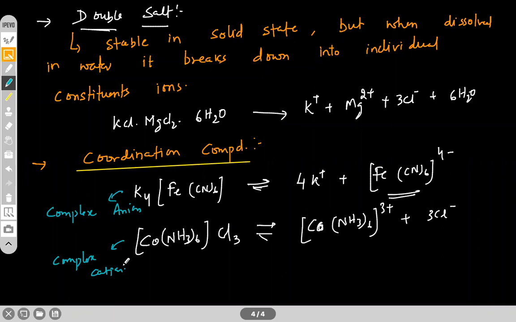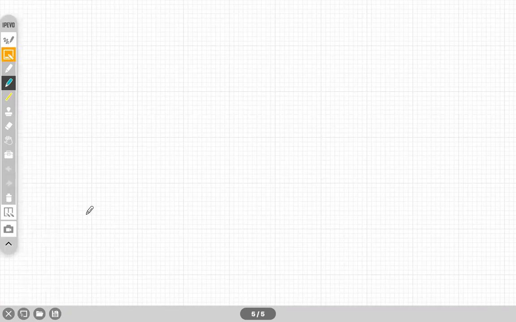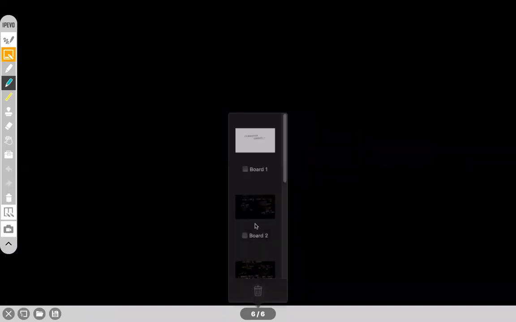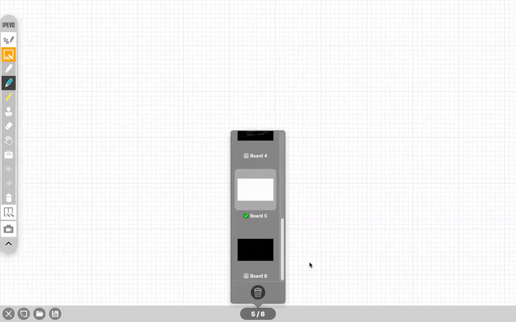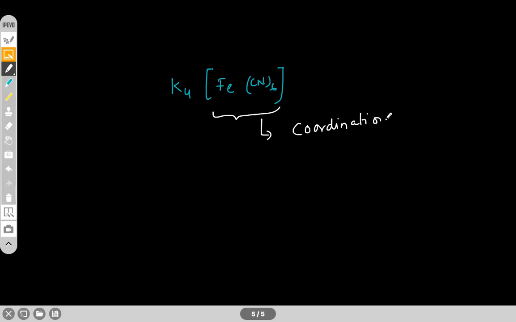Now, before going into this, let us understand the different terms we will use in this chapter. We'll take one example and discuss with respect to that only. Suppose the simplest one I'm taking, K4[Fe(CN)6]. This is present in the square bracket. First of all, this complex part written in the square bracket, we call it the coordination sphere.